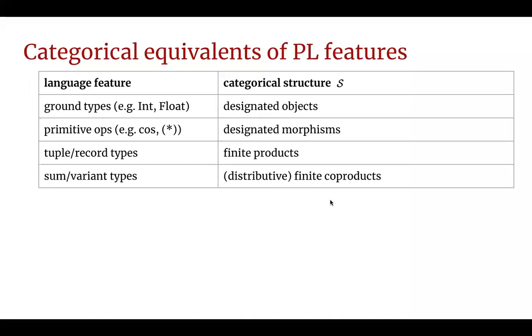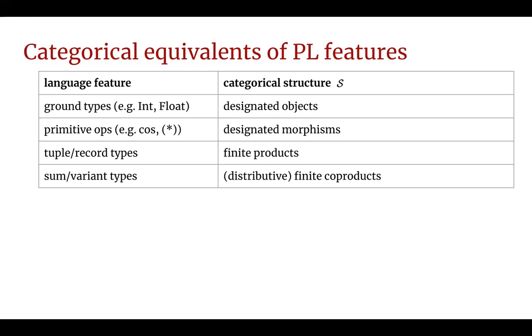And now to execute this recipe, we first need to notice that all programming constructs that we use in functional languages basically have an equivalent in category theory. Right, so if we have certain ground types, like types of real numbers or integers, that's like having certain designated objects in our category that we call integers or floating point numbers. Our primitive operations, so these are operations that cannot be further decomposed into more basic building blocks, are going to be just designated morphisms that we need to have in our category.